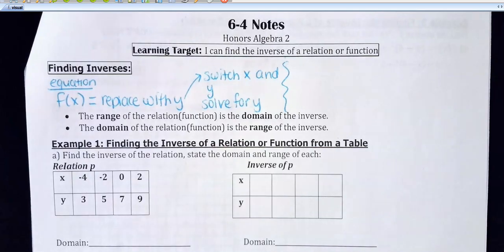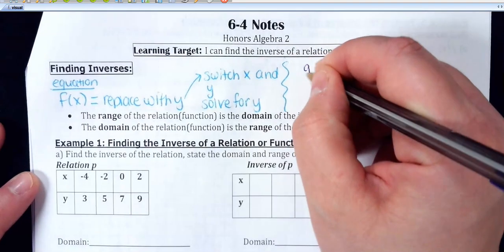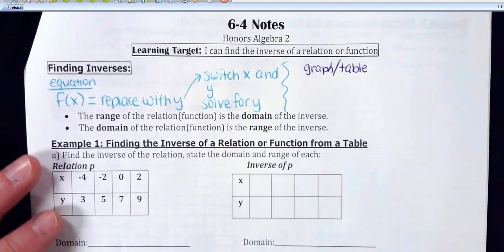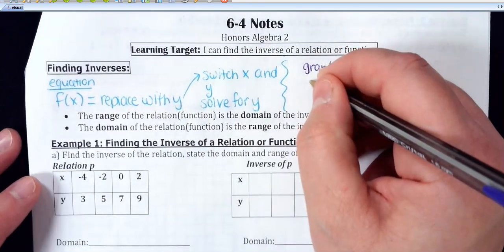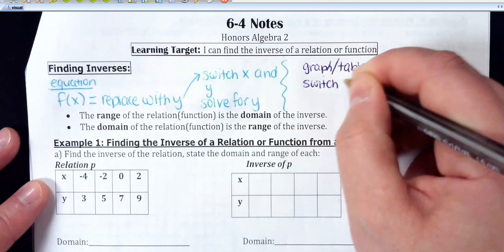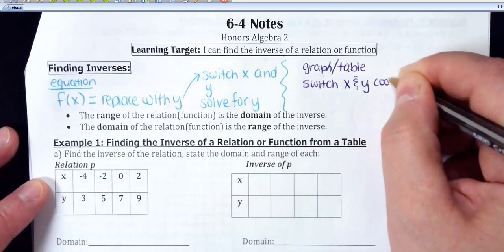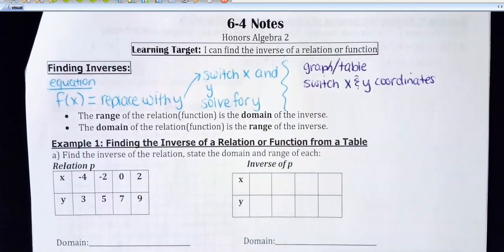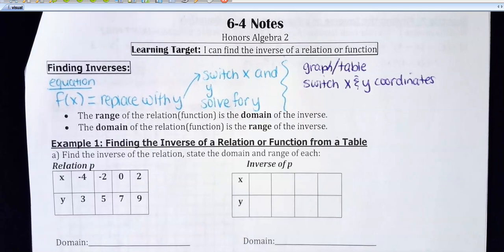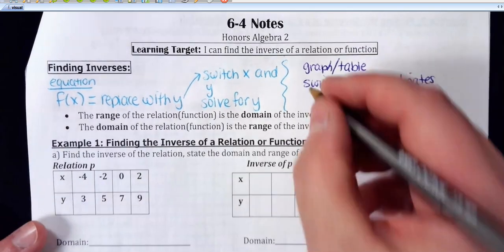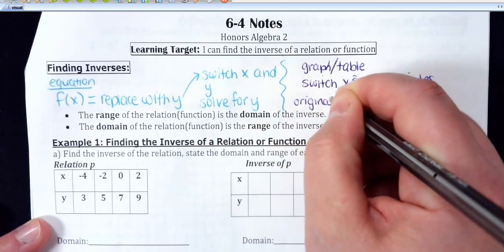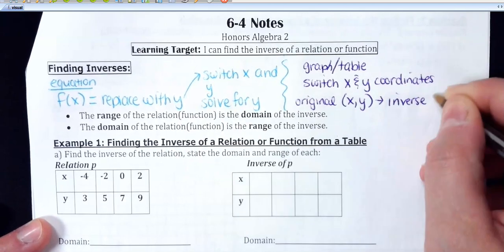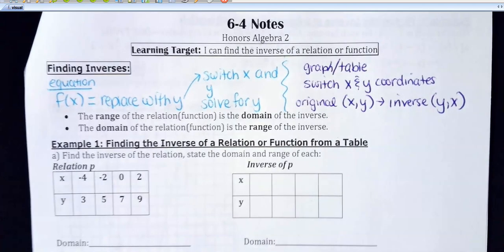Now, a little different thing, if you have a graph or a table, which are the first two we're going to do here on the front. If you have a graph or a table, you are literally just going to switch x and y coordinates. So if the original gives you an x value, it'll be the y coordinate in the inverse, and vice versa. Basically, let's say in my original I had the point (x, y), the inverse would have the point (y, x). We're just literally going to trade places.